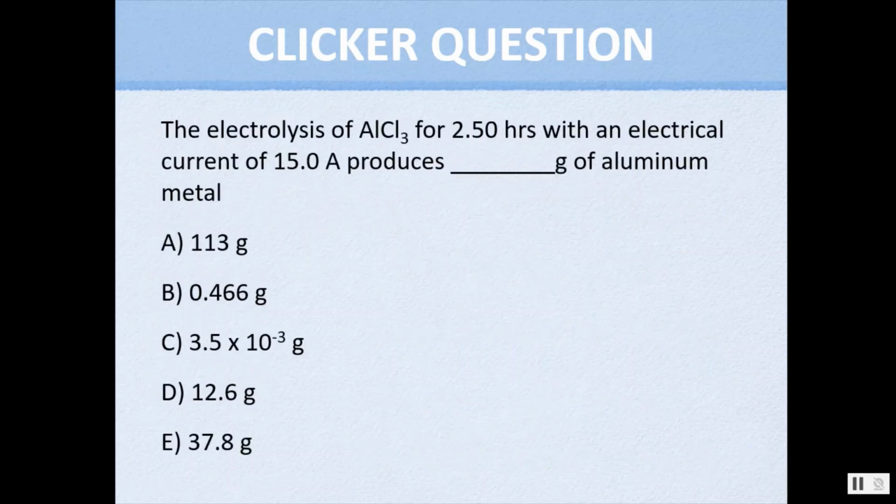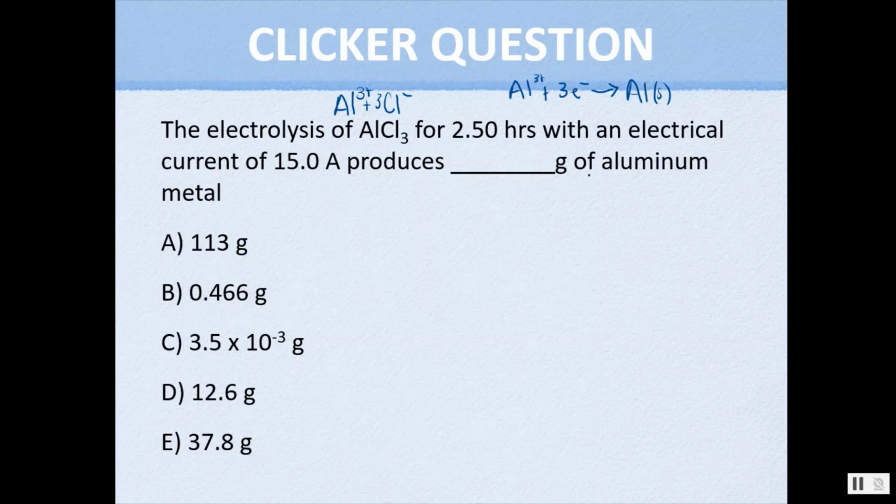Let's finish with one more clicker, a little bit easier. So now we have the electrolysis of aluminum chloride. Remember that aluminum chloride, when it dissolves, I'll get aluminum ions and chloride ions. The chloride ions have a -1 charge, which means my aluminum is going to have a 3+ charge. For that aluminum 3+ to be reduced to solid aluminum, it's going to have to accept 3 electrons. So for 3 moles of electrons, I get 1 mole of aluminum.